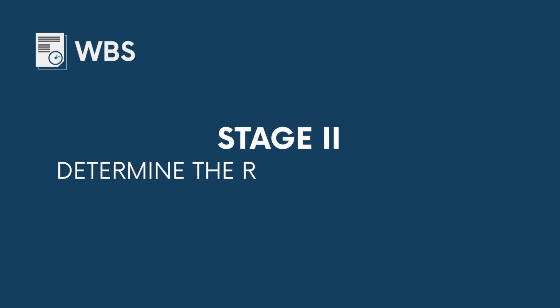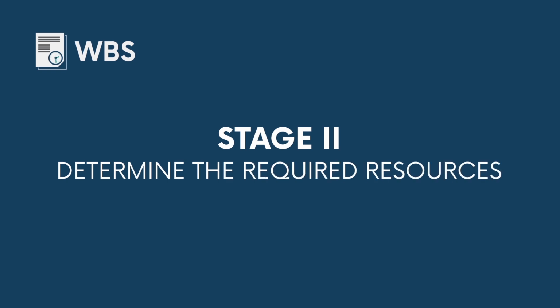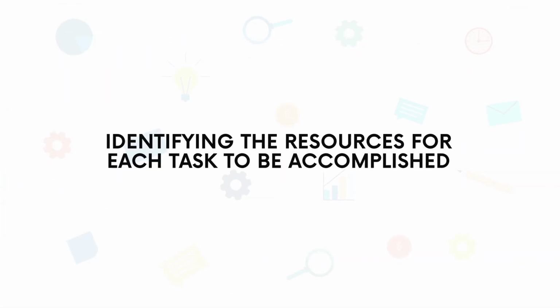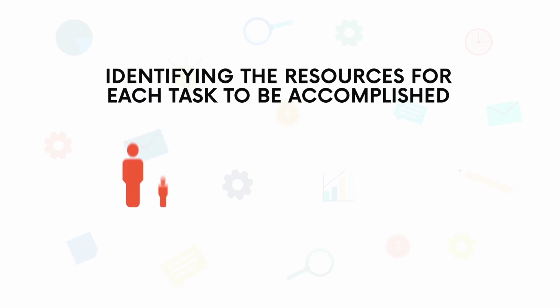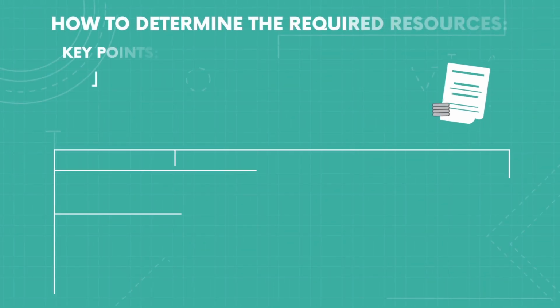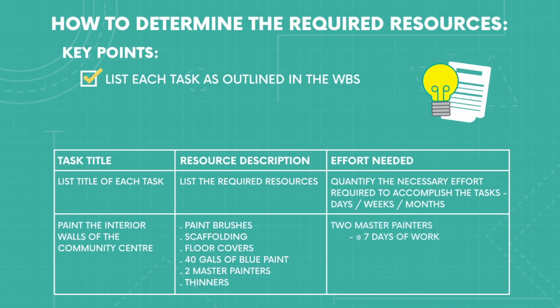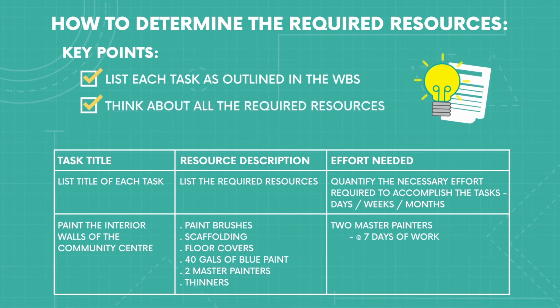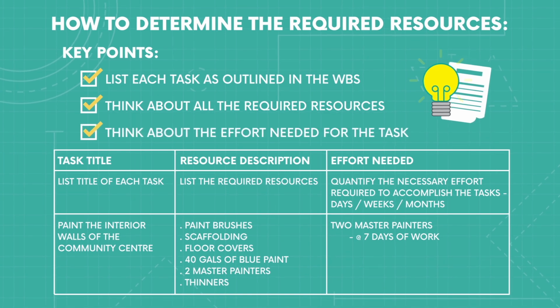Stage 2. Determine the required resources. The next step requires identifying the resources for each task to be accomplished. Resources may include people, materials, or money. To do this, you should list each task as outlined in the WBS. Think about all the required resources to accomplish the task and the effort needed for the task.